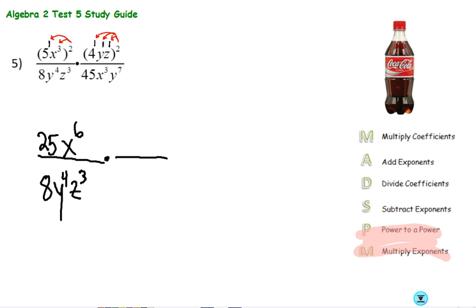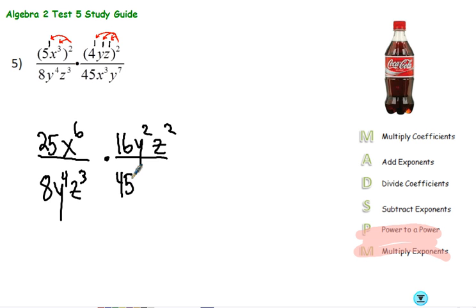And let's take a look at that other fraction. On the top there, 4, and again, that's not 2 times 4. That's 4 squared, which would be 16. 2 times 1, which would be y squared. 2 times 1, which would be z squared.